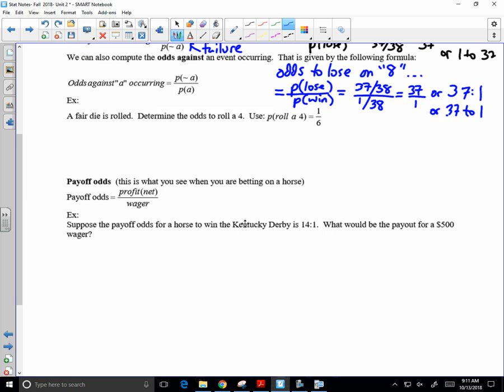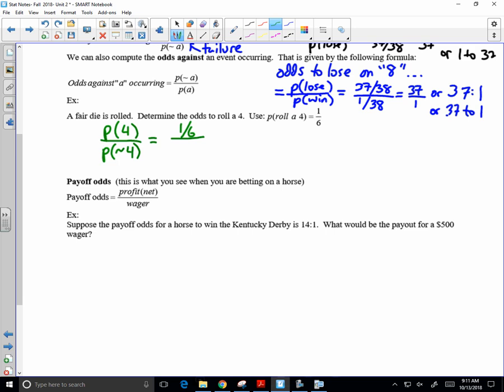Right? So a simpler example, non-contextual, but definitely has its place. A fair die is rolled. Determine the odds to roll a 4. So that would be the probability of getting a 4 over the probability of getting not a 4. All right, so 1 out of 6 to get a 4.